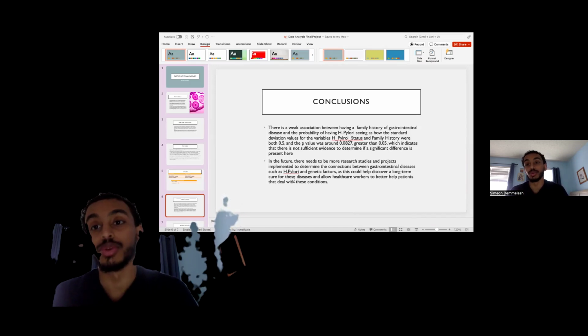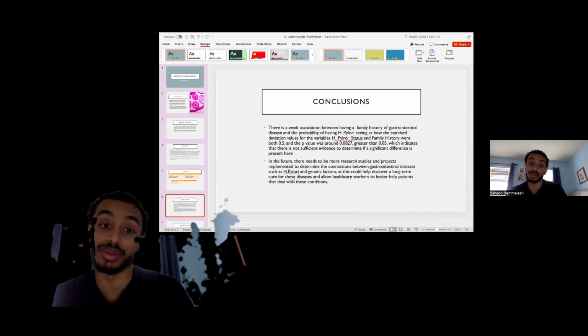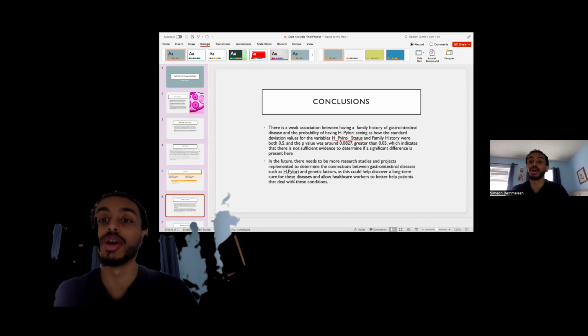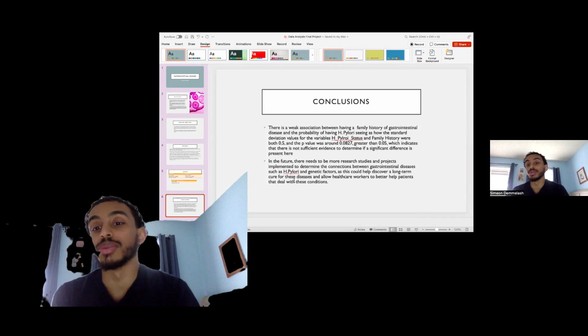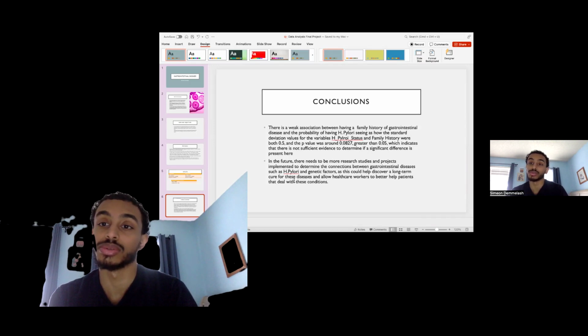Based on this, for the future, I think there need to be more research studies and projects implemented to determine the connections between gastrointestinal diseases such as H. pylori and genetic factors, as I really think this could help discover a long-term cure for these diseases and also allow healthcare workers to be able to better help patients that deal with these conditions and provide long-term solutions that will be beneficial for everyone that suffers with this.